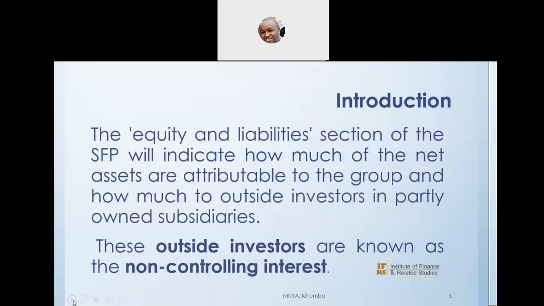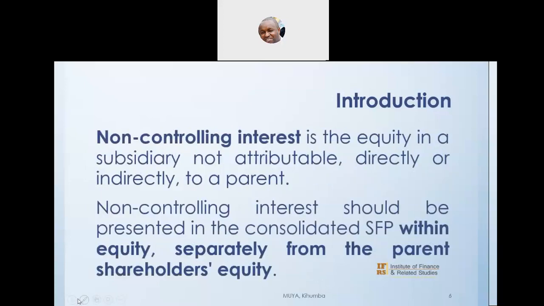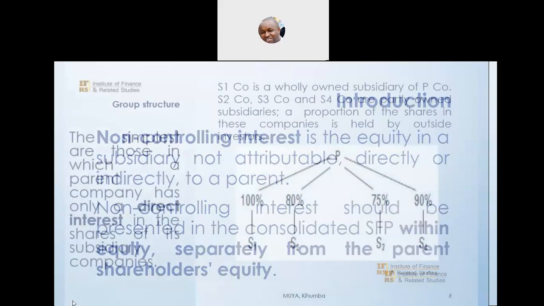The equity and the liability section of the statement of financial position indicates how much of the net assets belong to the group and how much belongs to the outside investors, particularly in partially owned subsidiaries. We always like to refer to those outside investors as non-controlling interests. Some old books would refer to them as minority interests.